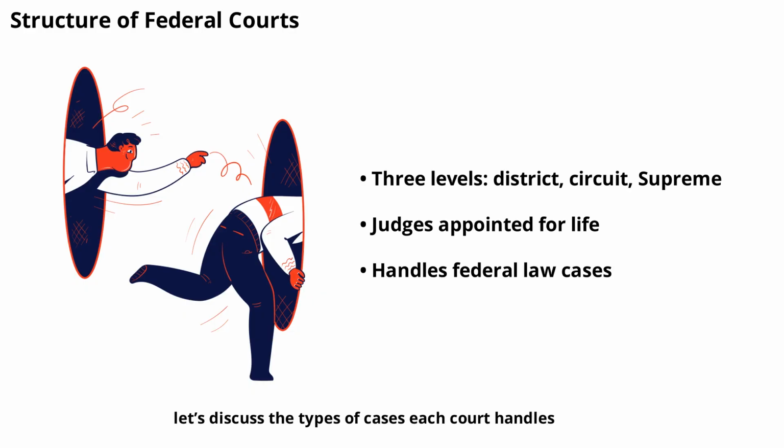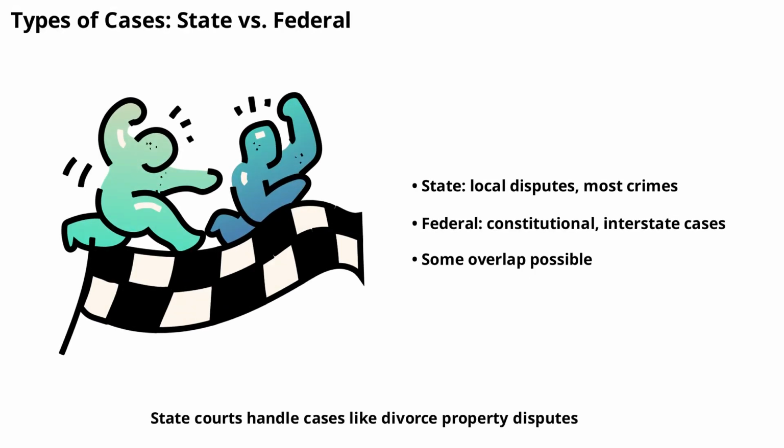Now, let's discuss the types of cases each court handles. State courts handle cases like divorce, property disputes, and most criminal offenses. Federal courts hear cases involving the Constitution, federal laws, or disputes between states or with foreign governments. Some cases, like civil rights lawsuits, can be heard in either system. Knowing which court to approach depends on the nature of the law involved.